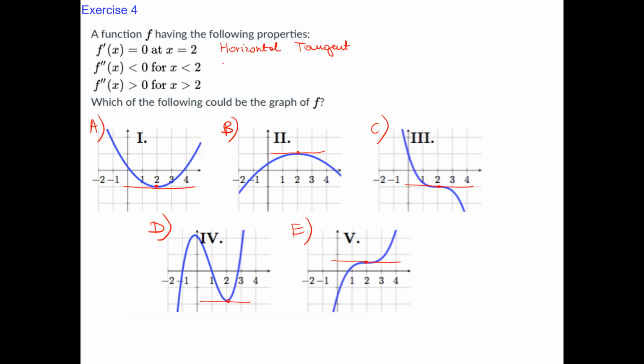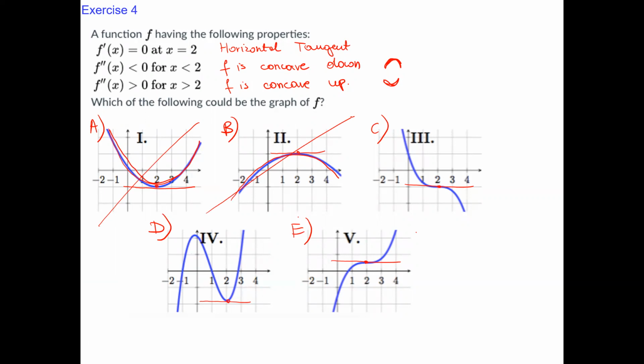Second derivative negative, the function is concave down. And the second derivative is positive, the function is concave up, for all of the x's less than 2 and greater than 2 respectively. Okay, let's check the concavity. So definitely this is not good because the function is concave up on the entire domain. Not good. The function is concave down on the entire domain. Not good.